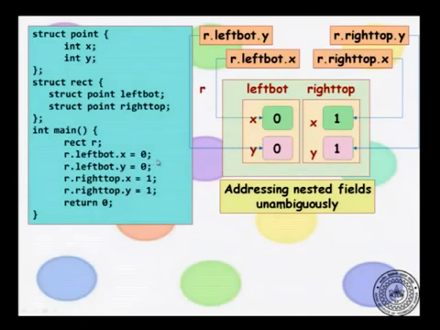So, I will say that this rectangle's left bottom is 0 0, and its right top is 1 1. Okay. So, after running this code, this is the state of the memory. I will have a rectangle r, and its left bot dot x is 0, its left bot dot y is 0, its right top dot x is 1, and its right top dot y is 1.